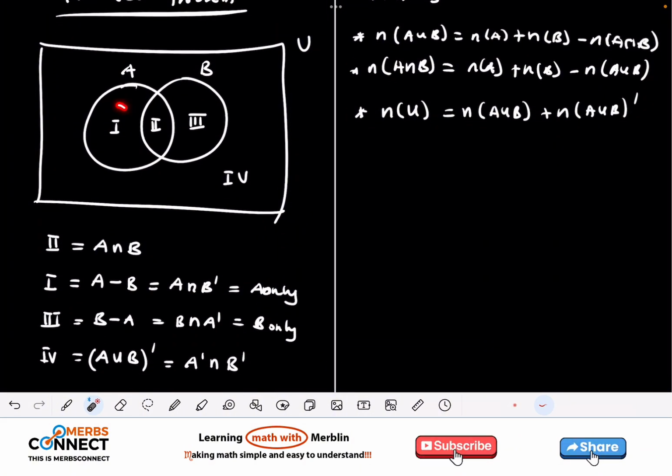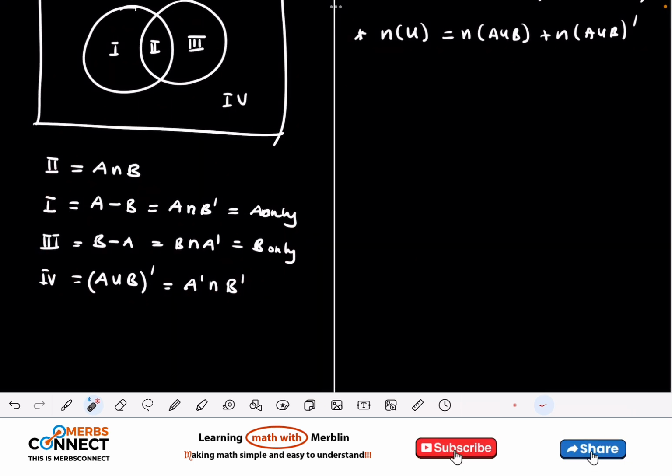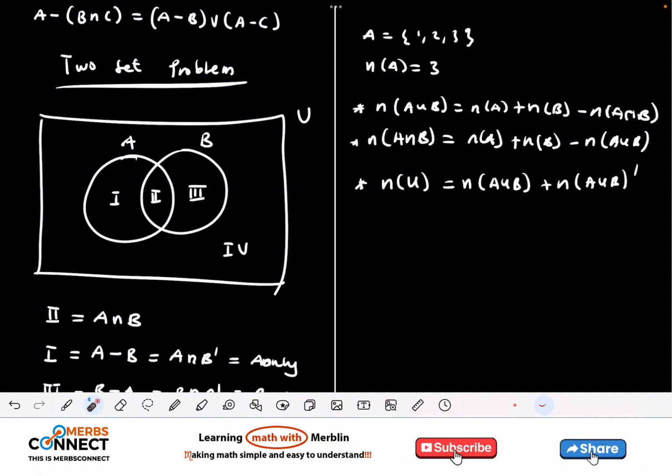So yeah, this is the two-set problem. We're able to figure out this, which is right here, and then we're able to figure out this equation also right here. Sometimes we use them to solve objective or even theory questions, so we need to remember to use them.